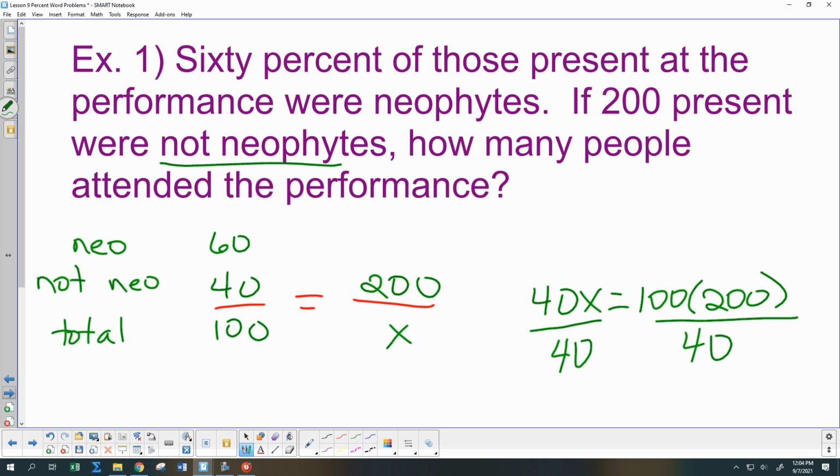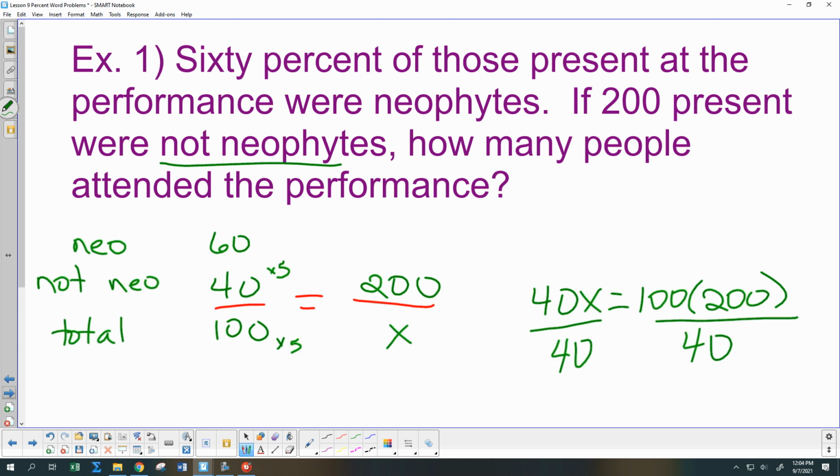Yes, I could have reduced the 40 over 100 to 2 over 5 to begin with if I wanted to. That would have been fine. I could have looked at it and said, oh, 40 times 5 is 200. If I multiply the numerator, I multiply the denominator, so I get 500. You may solve that way.